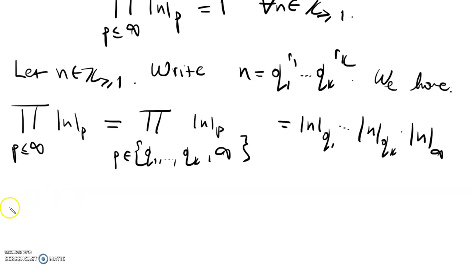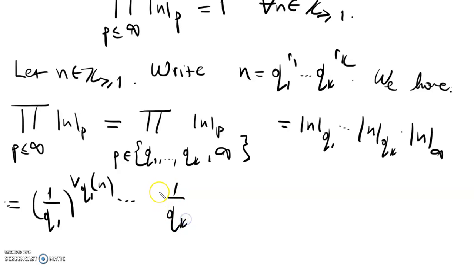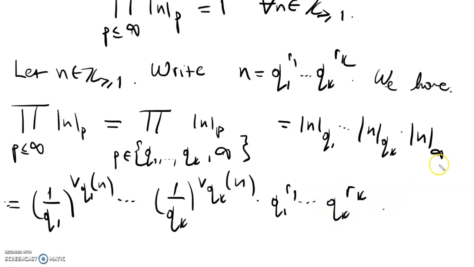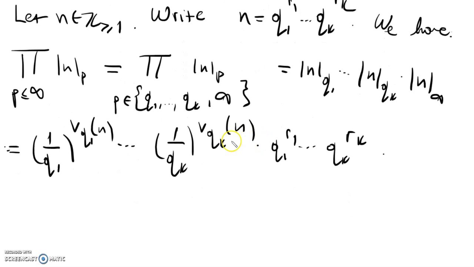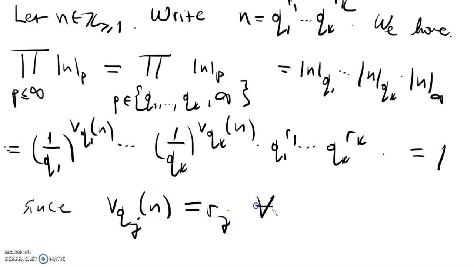All we have to do now is apply the definition. So this is just 1 over q_1 to the power of v_{q_1} of n, and so on up to q_k, and as we said, the absolute value at infinity is just the usual absolute value, and since n is a positive integer, we just have q_1 to the r_1 through q_k to the r_k. Since v_{q_j} of n is just r_j for every j, this is exactly equal to 1. And this finishes the proof.